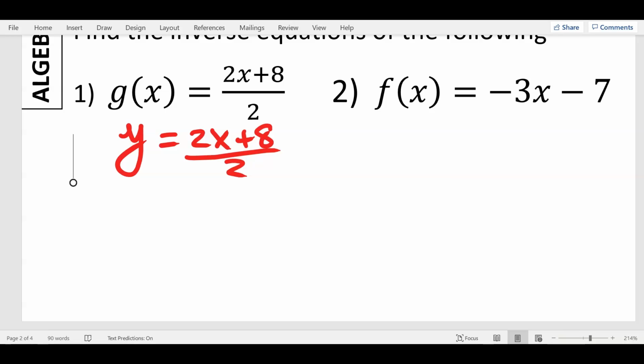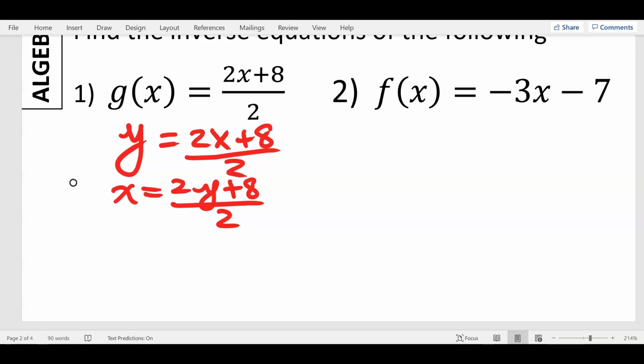Switch x and y. So that y is now going to be an x equals, and that 2x is now going to be a 2y. Okay, so x equals 2y plus 8 over 2. Now, I know y'all can do that. I know you can turn it into a y, switch them around. But what I don't know, if you know how to do, is step 3. You got to be able to solve this for y.